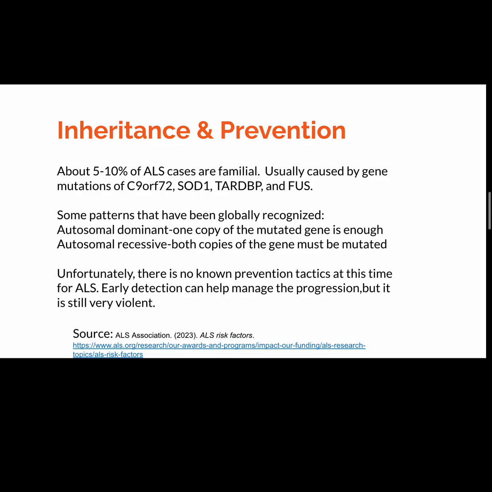Now for slide 9, inheritance and prevention. About 5 to 10% of ALS cases are familial, caused by gene mutations like C9ORF72, SOD1, TARDBP, and FUS, which are these right here that I have listed. Inheritance patterns include autosomal dominant, where one copy of the mutated gene is enough, and autosomal recessive, where both copies must be mutated.